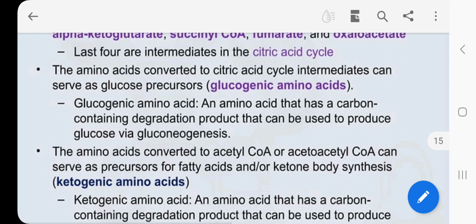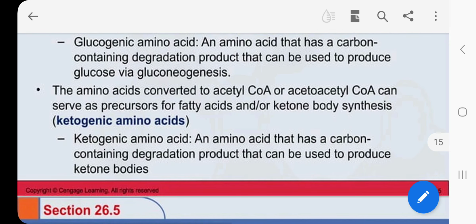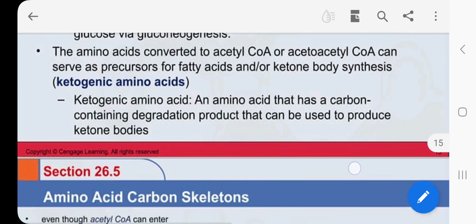Okay, so the amino acids converted to acetyl-CoA or acetoacetyl-CoA can serve as precursors for fatty acid and or ketone body synthesis. Okay, so pwedeng precursors for glucose or pwede siyang precursors for fatty acid. Pag precursors for glucose, tinatawag silang glucogenic amino acid. If it is precursors of fatty acid, tinatawag silang ketogenic amino acid. So ketogenic amino acids are amino acid that has carbon-containing degradation product that can be used to produce ketone bodies.